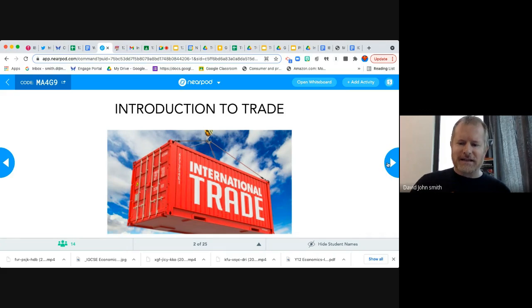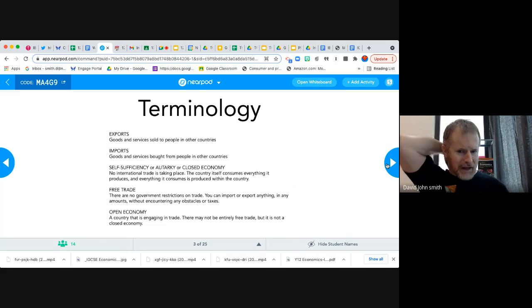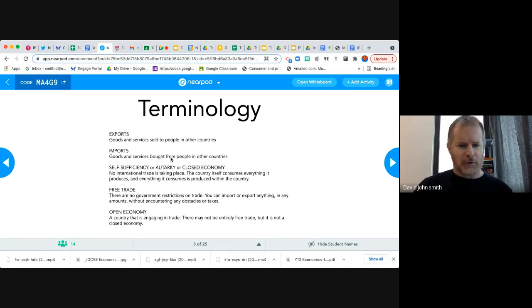But firstly, let's just have a wee look at international trade. We do have a site for this, and I will make sure that this is available to you. I'll see if I can post it after the lesson today. So, very straightforward definitions for you. If we're seeing the word exports, we're thinking of something going out of the port, so it is leaving the country. Our goods and services are being sold to people in other countries. So they're leaving one country, being sold to people in another country.